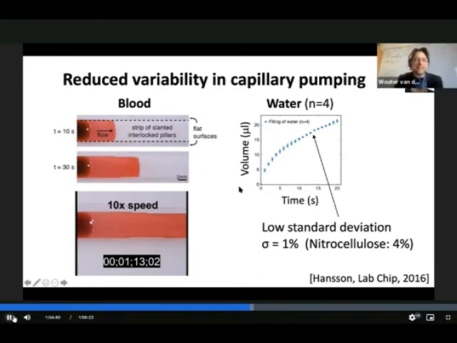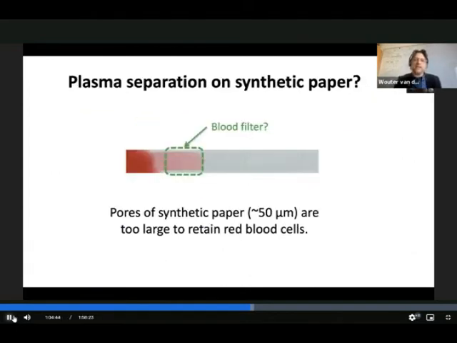Now, in most applications, you're actually not interested in the blood, but in the blood plasma. So we want to start from the blood and retain all the cells. All the blood cells we want to keep and only the plasma to flow through. Now, this is problematic because the synthetic paper has pores of size 50 micrometer. And the blood cells typically have a size of 8 to 10 micrometer. They are much smaller, so they can flow freely. So this is a problem.